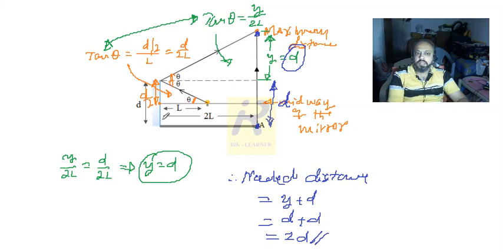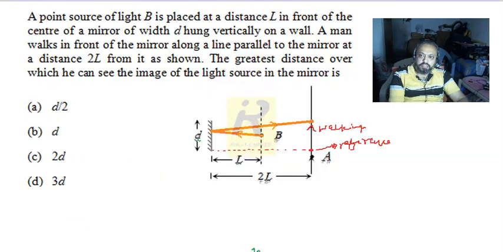From this drawing, what we can obtain is that we need the distance from point A to this maximum distance, which is y plus d. So this is 2d. Let us check which option correctly says this. Among these options, option C is definitely right.